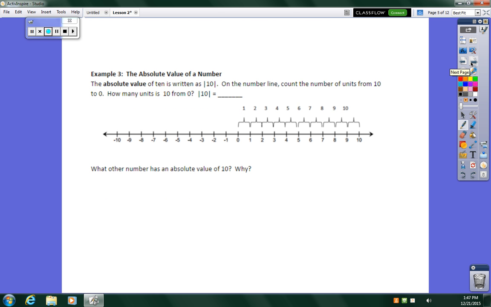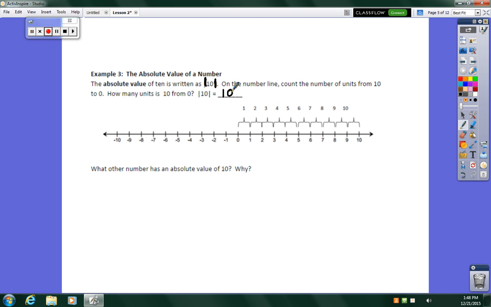Example 3, the absolute value of a number. The absolute value of 10 is written as the absolute value of 10. These sidebars here mean absolute value. On the number line, count the number of units from 10 to 0. How many units is 10 from 0? Well, that's pretty easy. 1, 2, 3, 4, 5, 6, 7, 8, 9, 10 units away. So the absolute value of 10 is 10. It's 10 units away from 0.